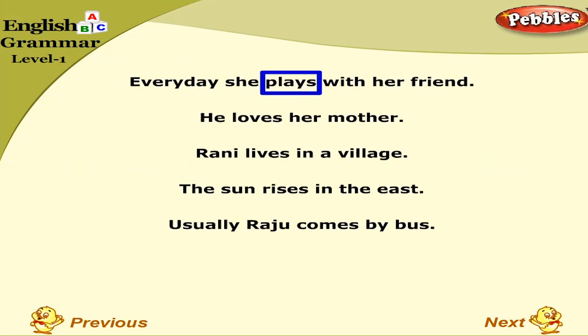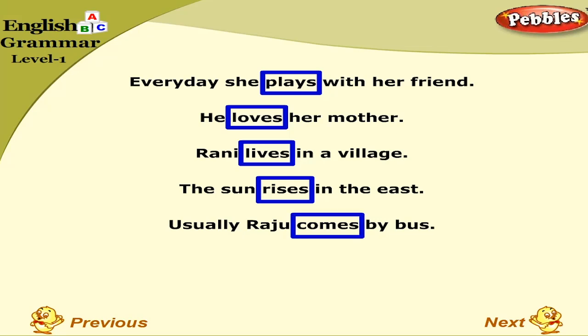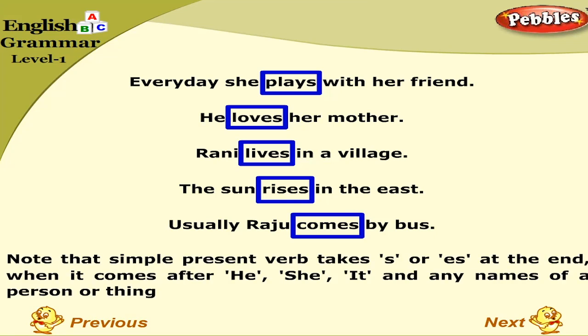Every day she plays with her friend. He loves her mother. Rani lives in a village. The sun rises in the east. Usually, Raju comes by bus. Note that simple present verb takes s or es at the end when it comes after he, she, it, and any names of a person or thing.